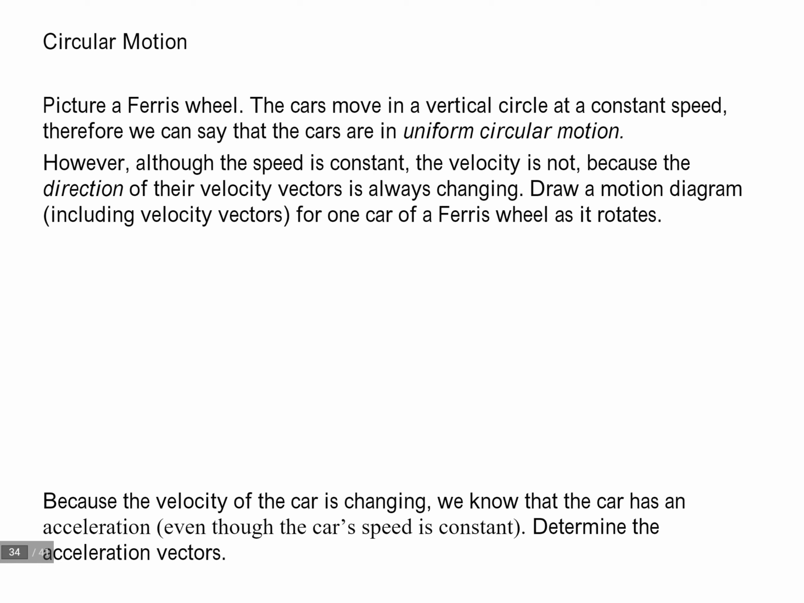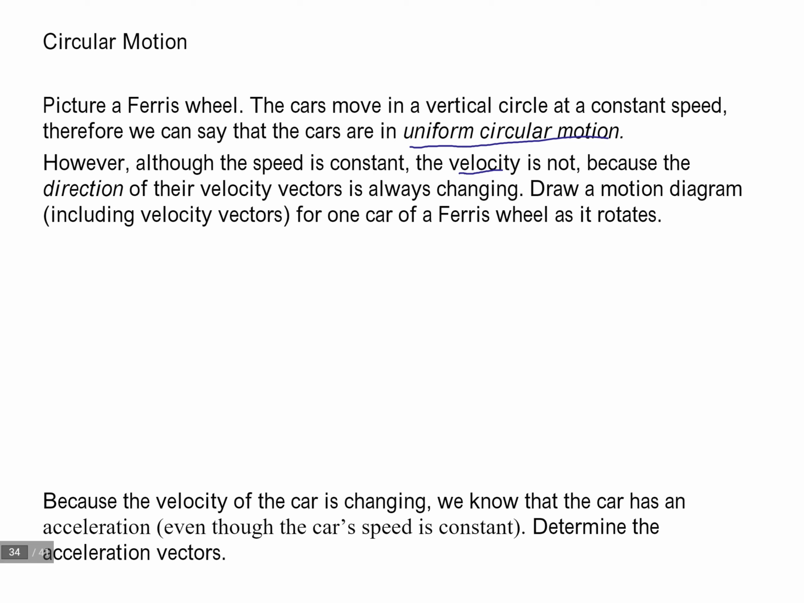So when we're dealing with circular motion, we have uniform circular motion if we have a constant speed going around a circle. Okay, so that's a big deal, uniform circular motion. However, although the speed is constant as we move around the circle, the velocity is not, because the direction of the velocity vectors is always changing as we go around the circle, right? So we're going to draw a motion diagram, including the velocity vectors for one car of a Ferris wheel to kind of illustrate what that is talking about, okay?